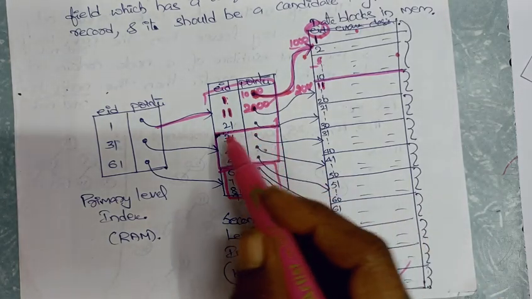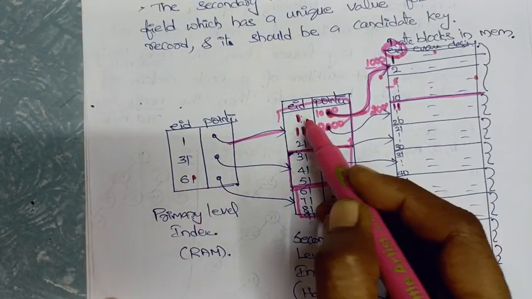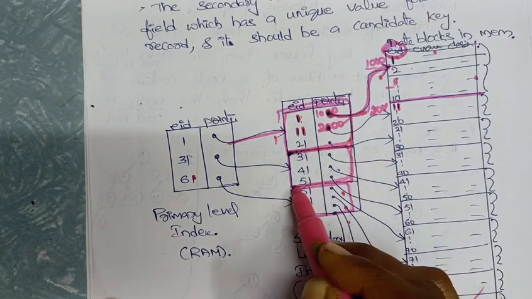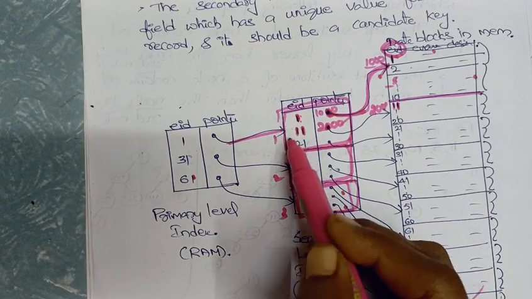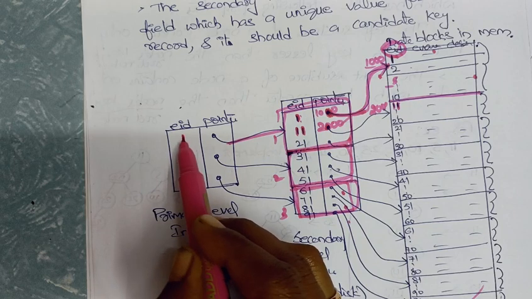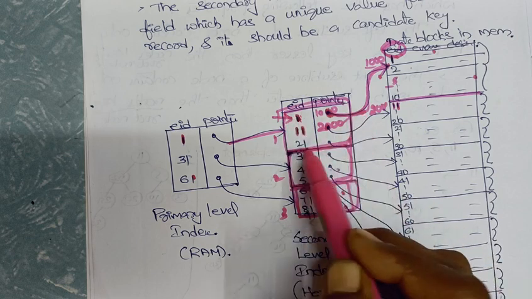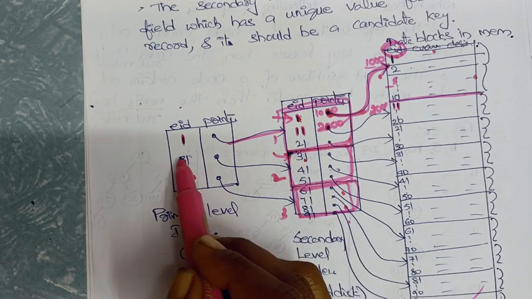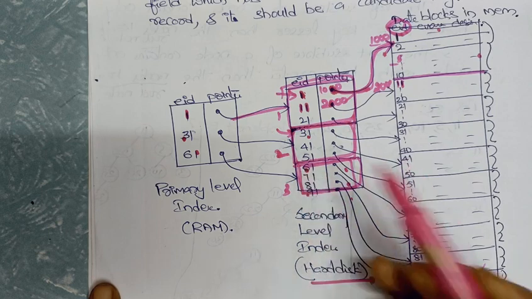Again, for this index table we maintain one more index table. Let's consider this is one block, again this is one block, again this is one block. For block 1, I am considering one employee ID, because the first employee ID for block 1 is 1. Next, for block 2 the employee ID is 31, so I maintain 31. Again for block 3, 61 is the starting, so I am going to maintain 61.